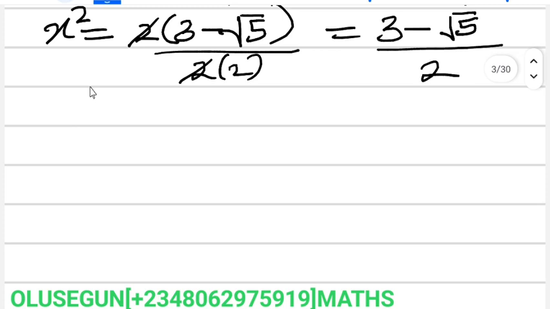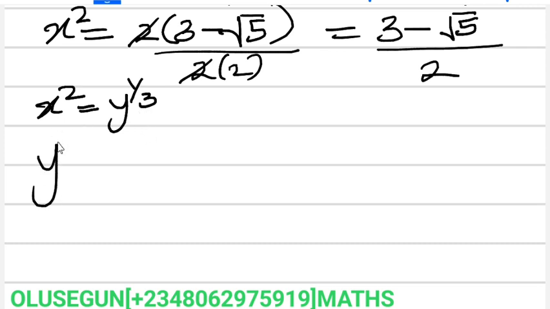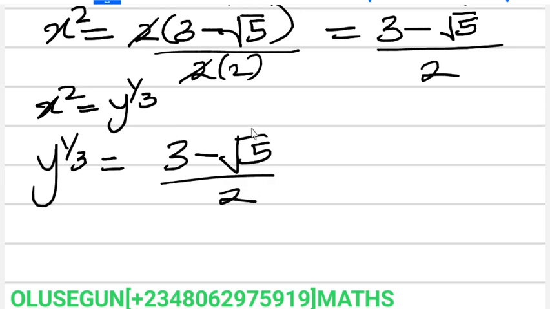And you all know that s squared is equal to y raised to power 1 over 3. So if s squared is equal to y raised to power 1 over 3, the value of y raised to power 1 over 3 will now give us the value of s squared, 3 minus root 5 divided by 2. So now let's try to find the cube of both sides.